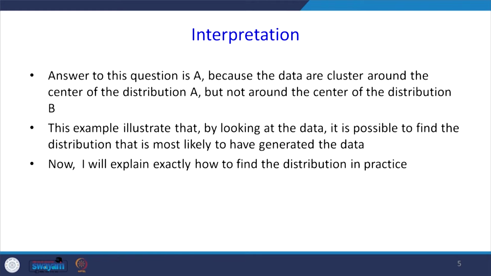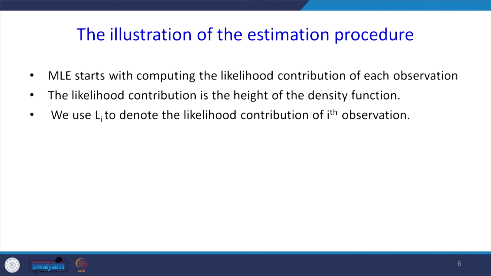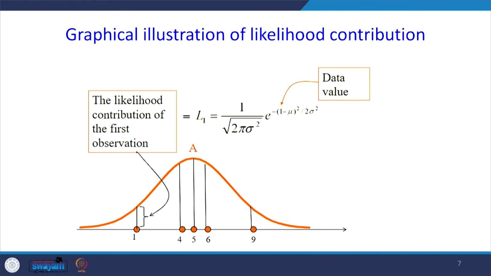Now, I will explain exactly how to find the distribution in practice. Maximum likelihood estimate starts with computing the likelihood contribution of each observation. The likelihood contribution is the height of the density function. I will show you in the next slide. We use Li to denote the likelihood contribution of the ith observation. Look at this picture. The observation 1 has contributed up to this much height. The likelihood contribution of the first observation is this much, of the second observation is this much, and similarly for the third, fourth and fifth.